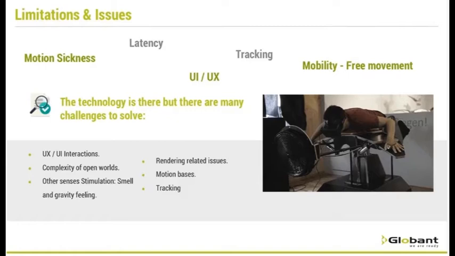So if you see, there are still a lot of things. If you try the Oculus, you will see that you still get motion sickness. You still feel the latency, the tracking, the chromatic aberration, and you cannot move. And then, in all the demos, you have primitive UI and UX iterations. Basically, they have buttons that you still need to press, and there is something that still needs to be reworked.